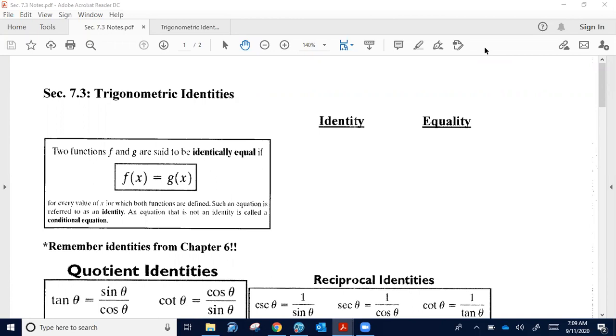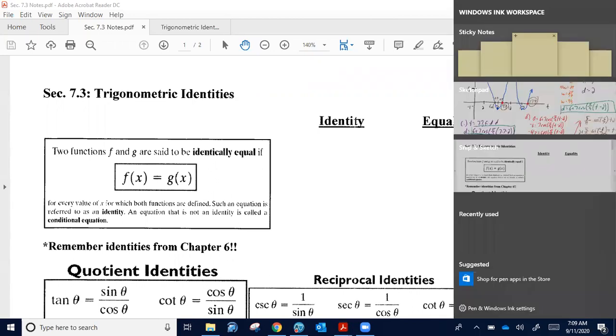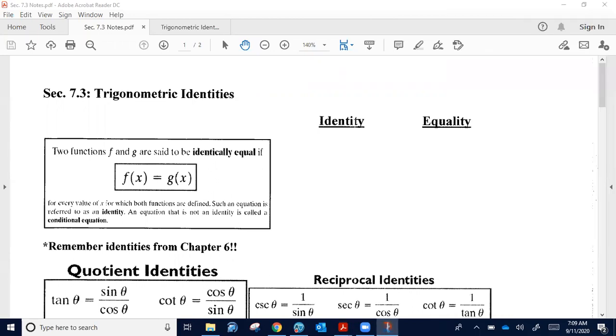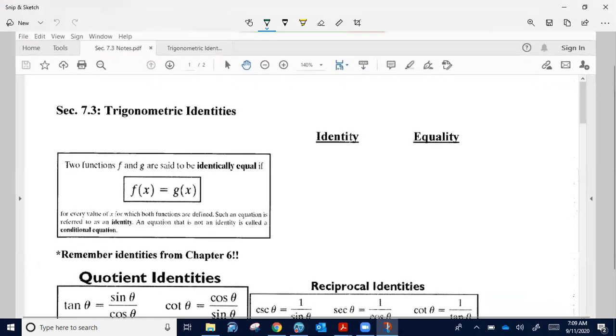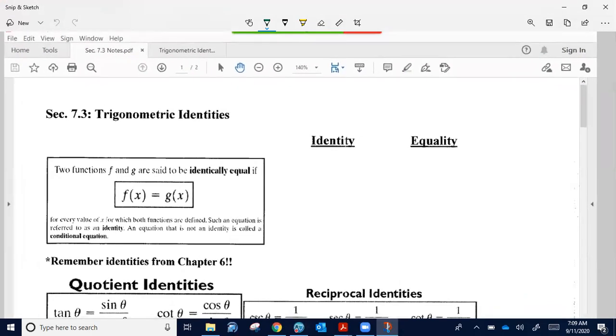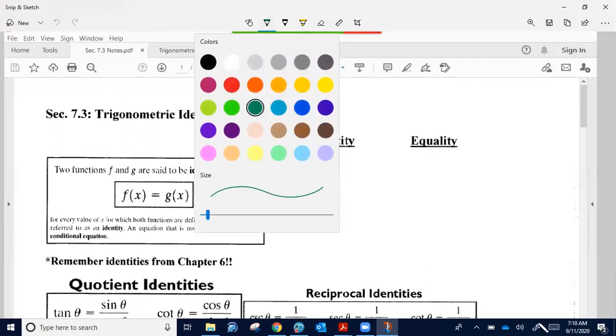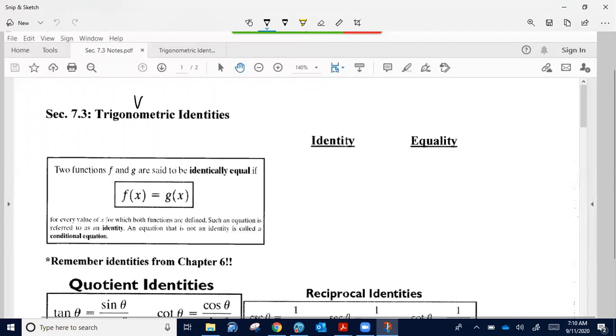Today we're going to go through section 7.3 with trigonometric identities. We have touched on trigonometric identities before. They are in essence formulas that help us simplify what could be complex trigonometric expressions, equations, functions. They're going to become more vital here in chapter 7. Today, we're going to go through a topic called verifying trigonometric identities.